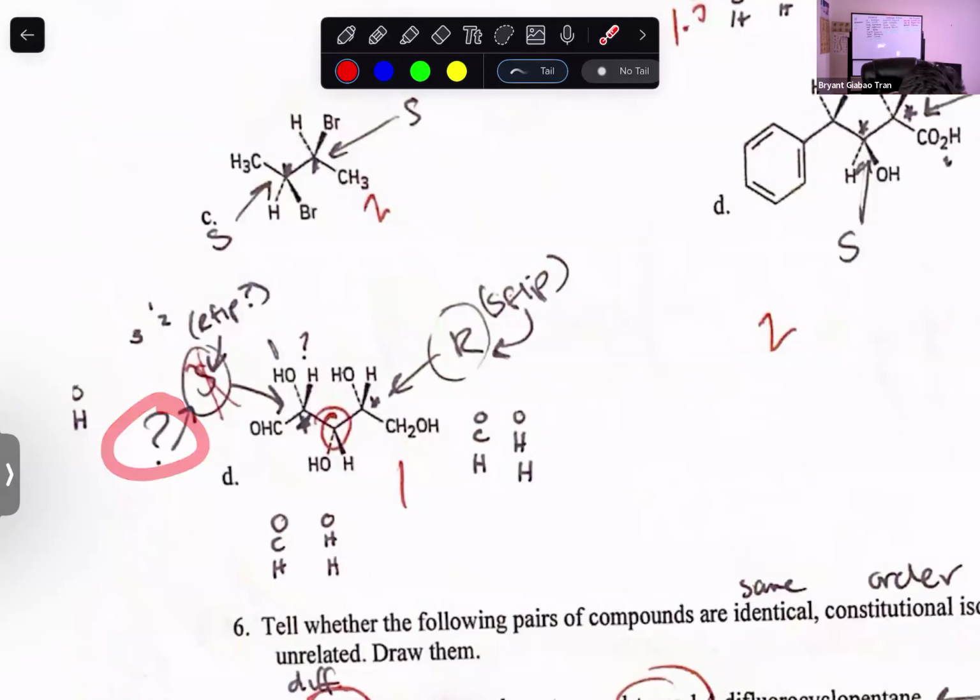Wait, you made a question mark here on the exam. I did because I wasn't sure. I wanted to know when I looked back at it why I wasn't sure about it. Oh, I see.